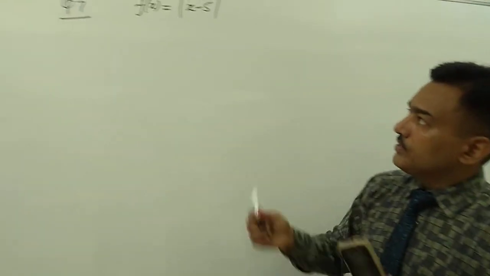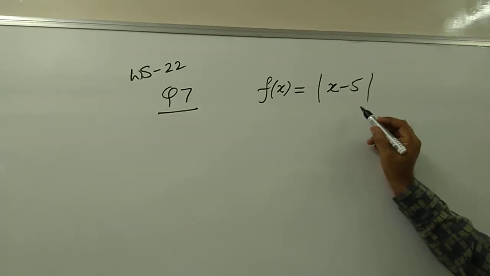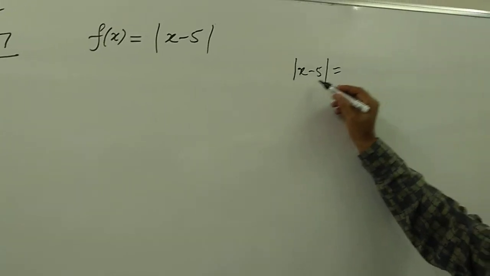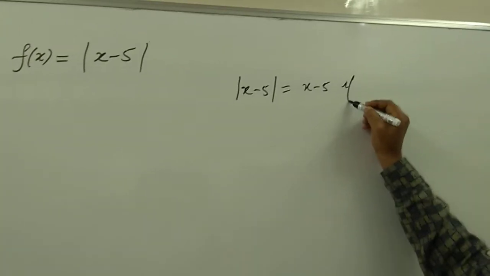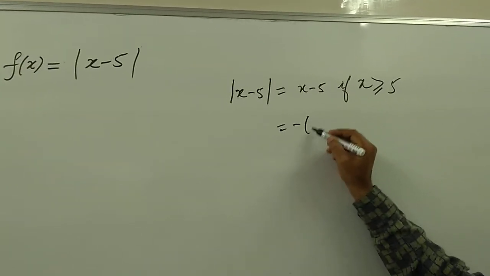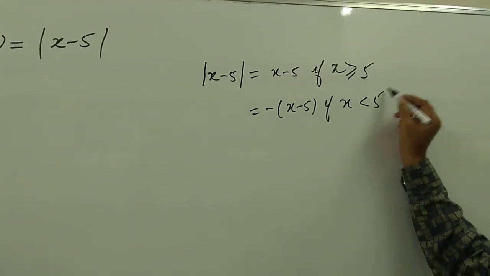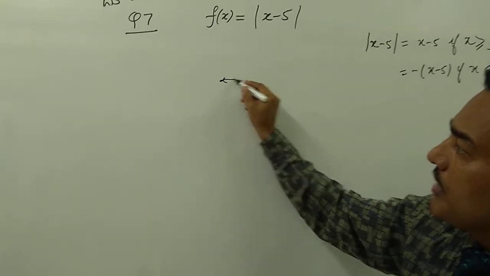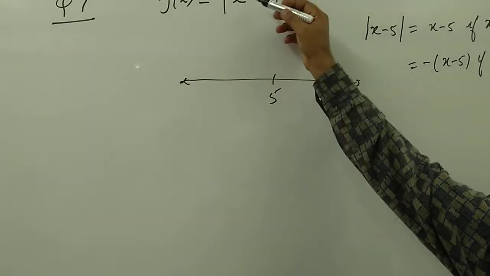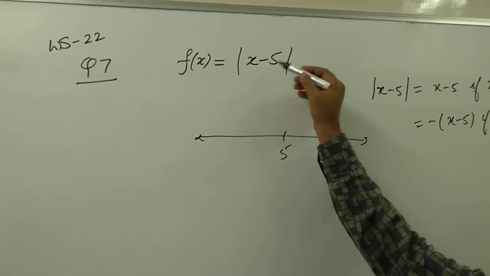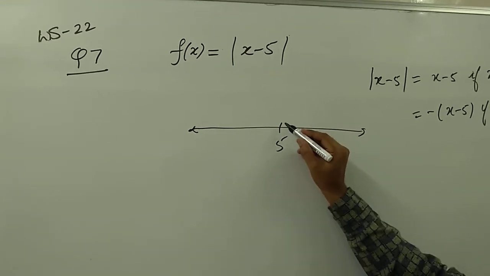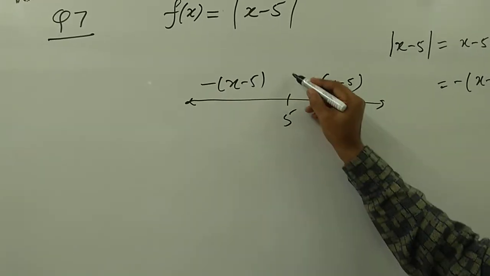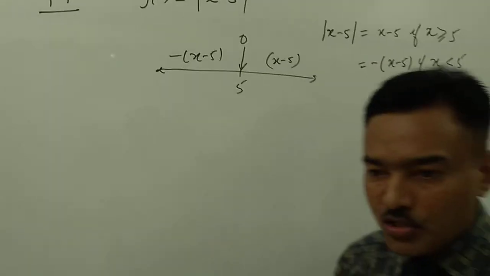Now let's take another case. This is a modulus question, mod of x minus 5. Whenever we come across modulus, you are aware of the mod definition: it is positive x minus 5 for all values greater than or equal to 5, and it is minus x minus 5 for all values less than 5. Whenever we come across a mod question, the definition is to be written on the number line this way, because mod changes at the point where it becomes 0, which means it changes at 5. After 5 it is plus x minus 5, before 5 it is minus x minus 5, and at 5 it is 0. This is the nature of mod.